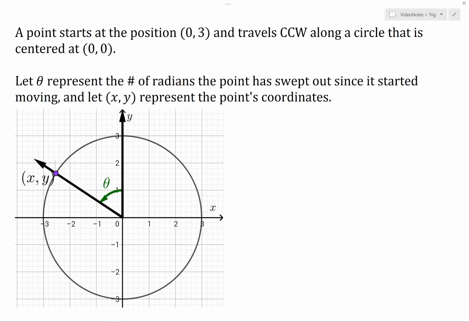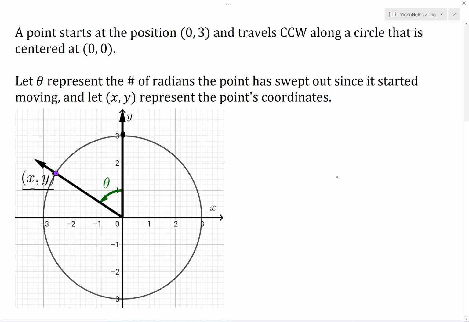Let's consider a context where our initial ray does not point in the 3 o'clock direction. A point starts at the position (0, 3), so it starts up here, and then travels counterclockwise along a circle that is centered at (0, 0). So the point starts up there at the 12 o'clock position and then travels counterclockwise. We're going to let theta represent the number of radians the point has swept out since it started moving, and then we'll let (x, y) represent the point's coordinates. So what we want to do is represent this point's coordinates in terms of theta.